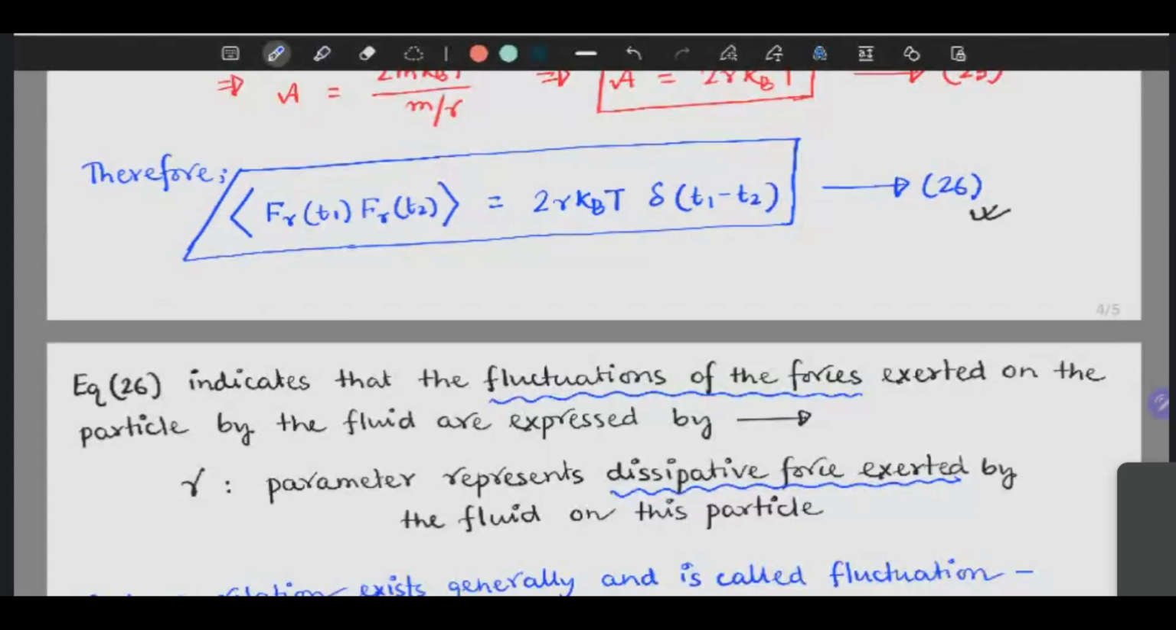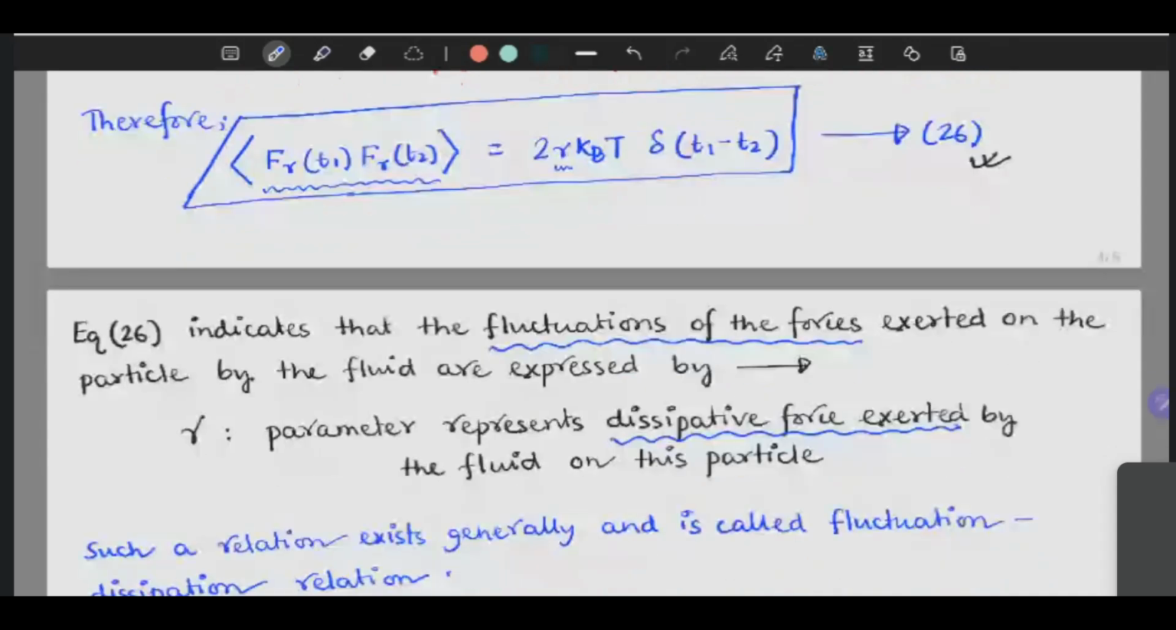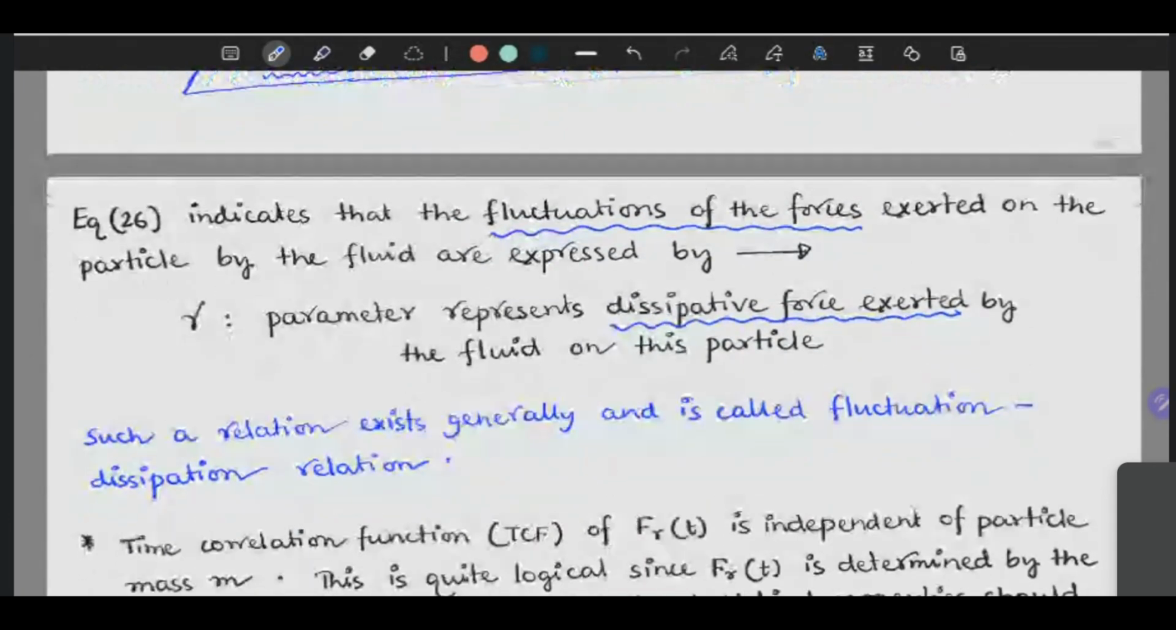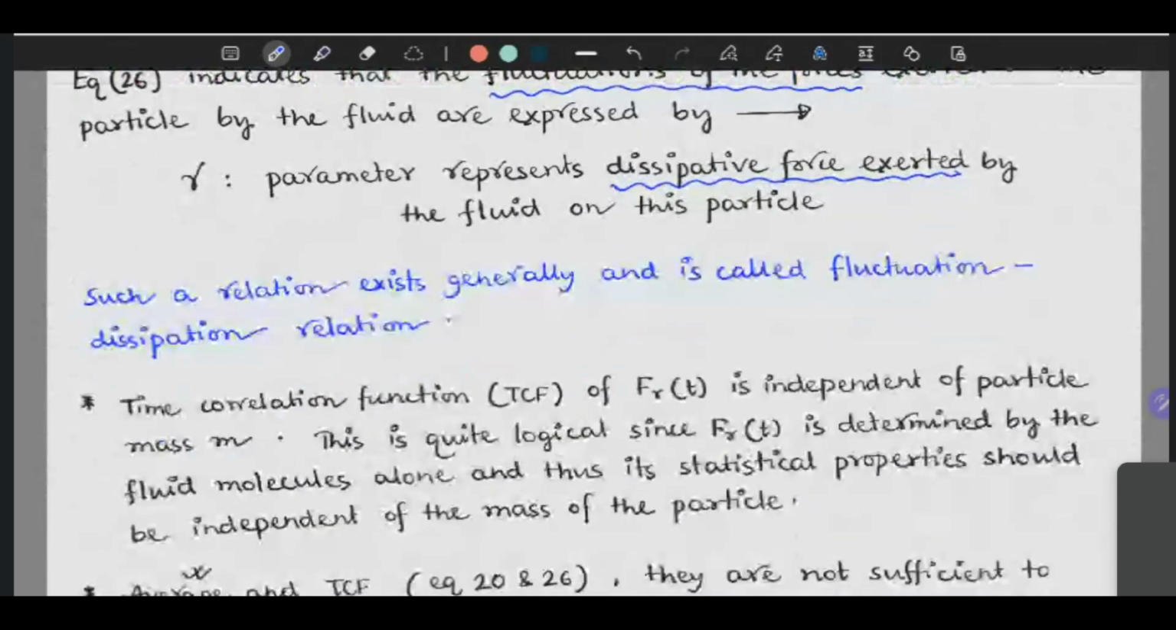Okay, so now in this relation you can see the fluctuations of the forces on the left hand side, and on the right hand side you can see this gamma term. So on the left hand side the fluctuation is there, and on the right hand side some dissipation term is there. This is called a fluctuation dissipation relation between these two things, or in this system this is the fluctuation dissipation relation.